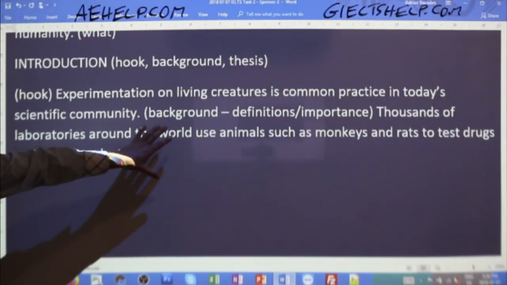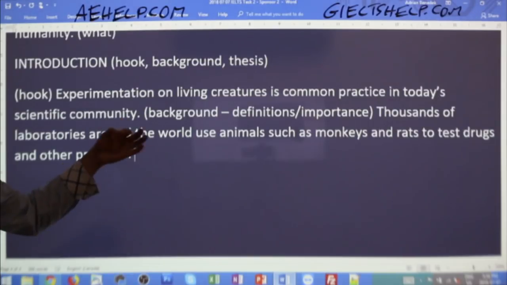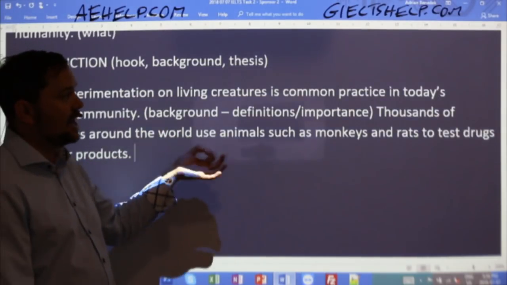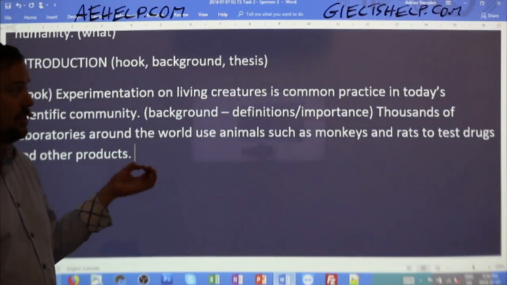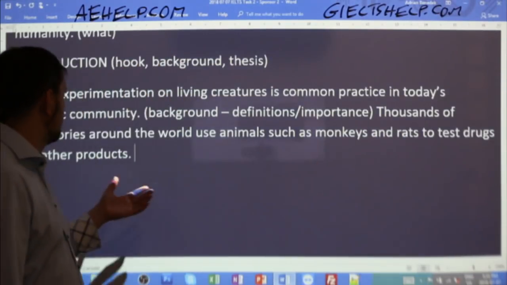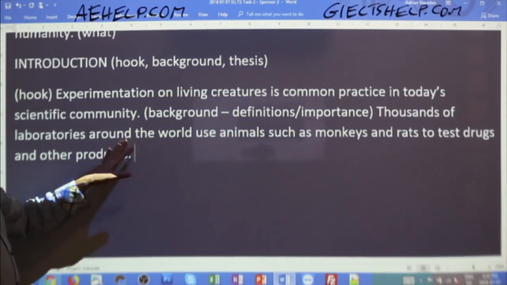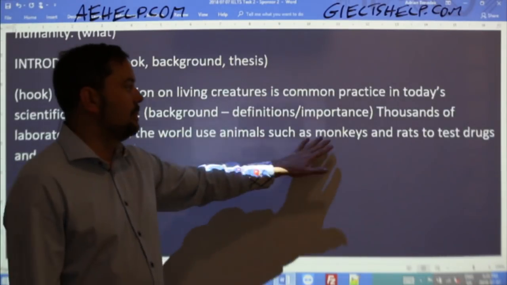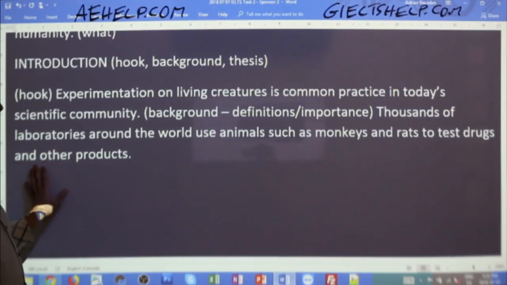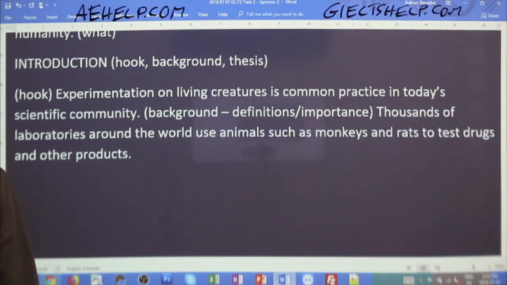So basically, I'm telling my reader in the introduction right away of, hey, look, this is what I think you mean when you say animal research in the question. I think what you mean, IELTS people, is you mean that there are thousands of laboratories and universities and companies, etc., around the world that are using animals like monkeys and rats to test their drugs and some other products, okay? So that would be the reason.